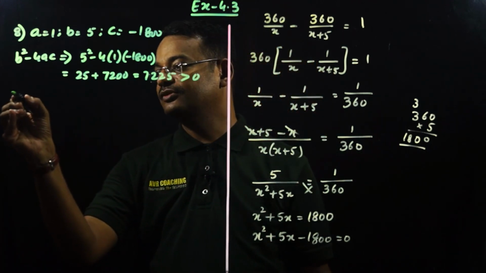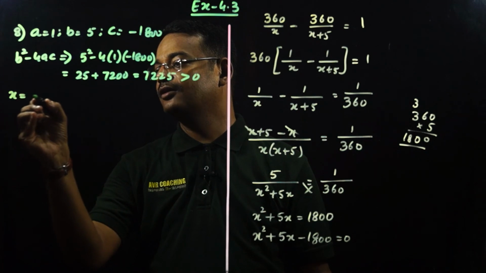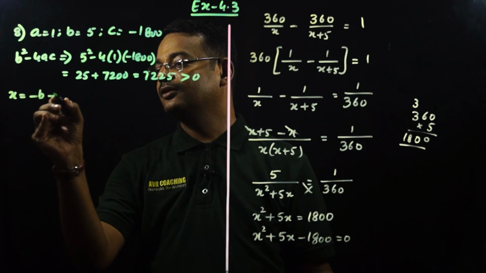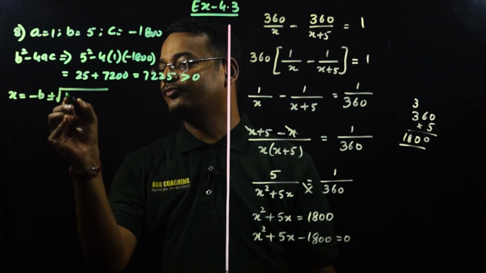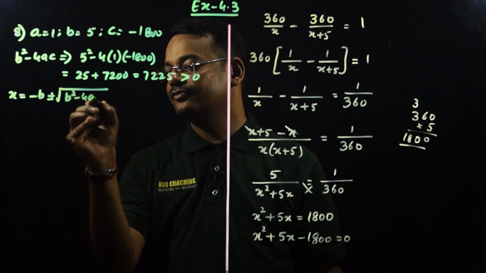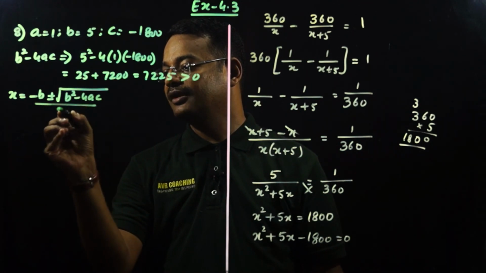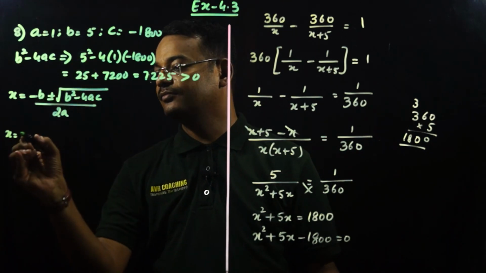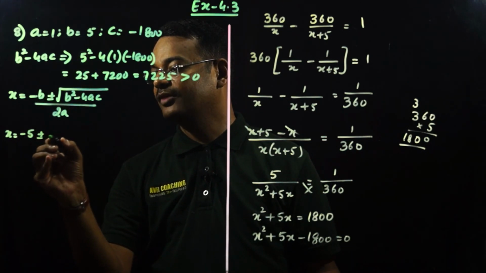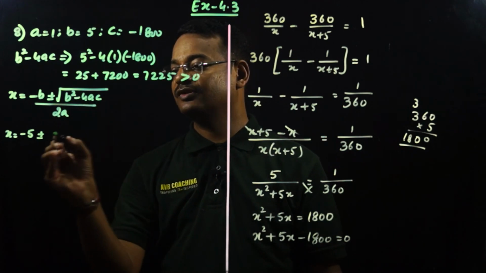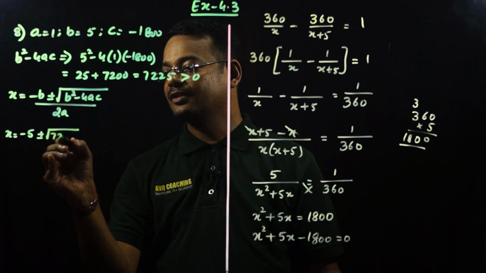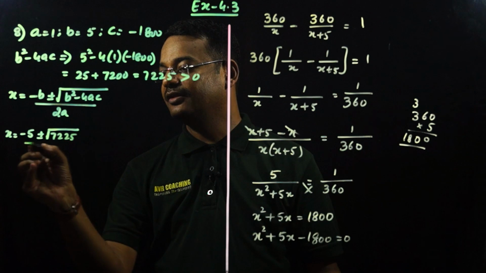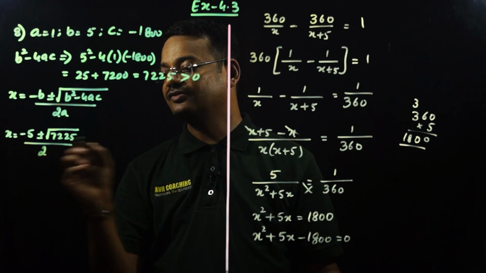So when we substitute this in the formula, x equal to minus b plus or minus root of b square minus 4ac by 2a, x can be written as minus b, which is minus 5, plus or minus root of b square minus 4ac, which is root of 7225, by 2 into 1 is 2.